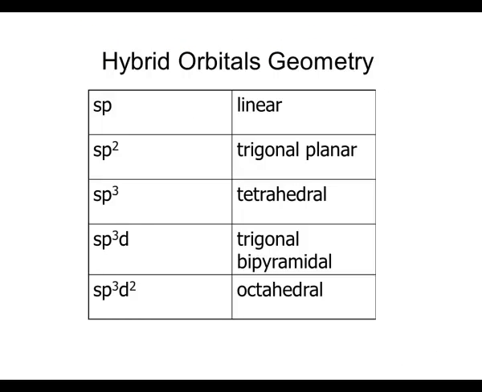Here is the relationship between the geometry and the hybrid orbitals. sp is linear, sp2 trigonal planar, sp3 tetrahedral, sp3d trigonal bipyramidal, and sp3d2 octahedral.